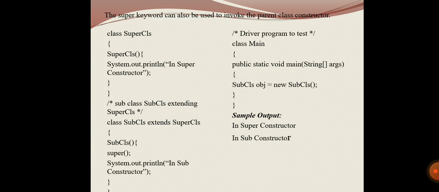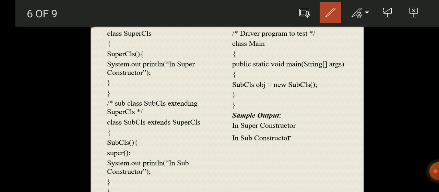The super keyword can also be used to invoke the parent class constructor. In the constructor, using the keyword super, it always represents the first statement executed inside the subclass constructor. Here see the example. First we have the superclass. Next we have the constructor, with the same name as the class name. Here we are printing "in super constructor".